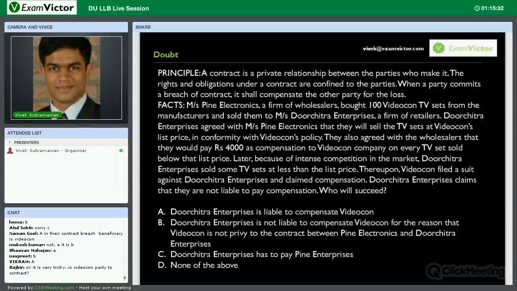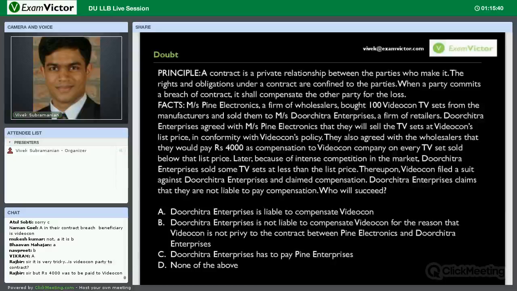So very clearly, the rights and obligations are between the parties. Videocon is not a party in this case, and despite that, Videocon has gone to the court. Videocon has filed a suit. Videocon has no locus standi to file a suit because it's not a party to the contract. Straight away we can rule out that Videocon will get any relief from the court from a contract to which it's not a party. So apparently the answer should be B.